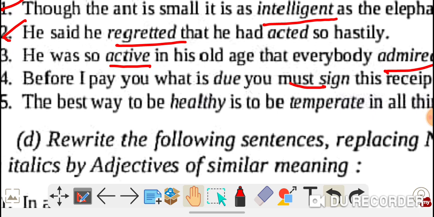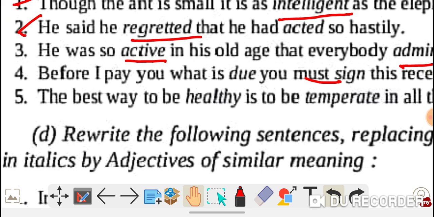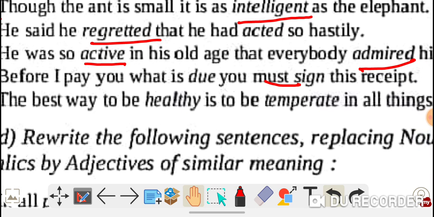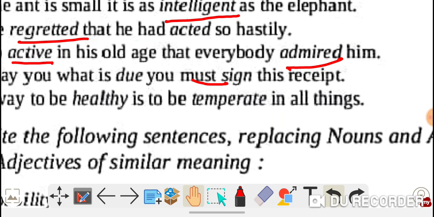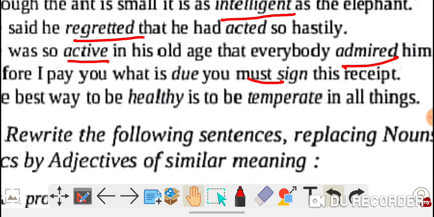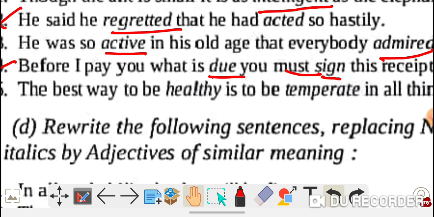So the answer is, he was so full of activity in his old age that he won everybody's admiration. Number 4, before I pay you what is due, you must sign this receipt. Okay, so here due, the noun form is also due, and sign is signature. So the answer is, please write it down, before I pay you your dues, you must affix your signature to this receipt.